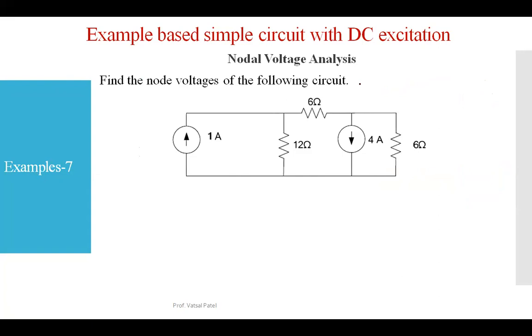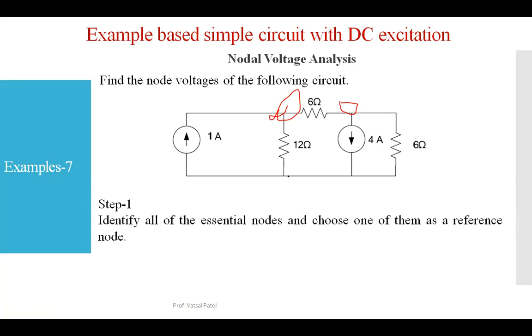Now, this is a very easy question given here. First of all, identify the total node given here in this diagram. Total node will be how much? Yes, there are three nodes given. The first node, that is here, second node, that is here, and one of the node that you can take as a reference node.